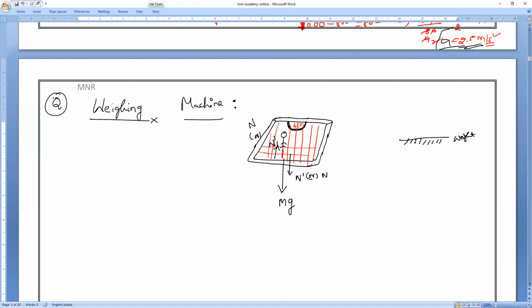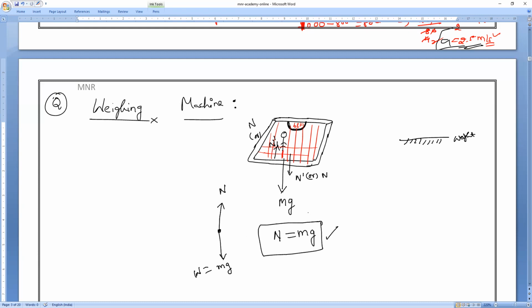So now if you observe here, what is the concept? When you are standing on a weighing machine, it is very simple. I will consider you as a point object. So you have N upward and something acting downward, which is the weight of the substance. Am I right or wrong? Yes, sir. So the normal reaction is equal to mg. That is the way.